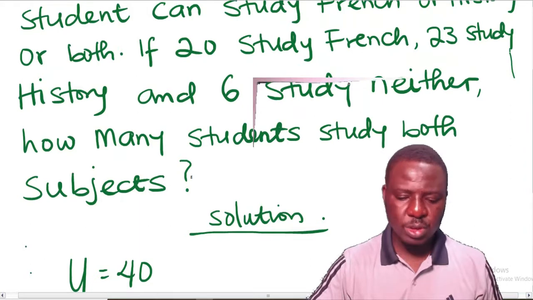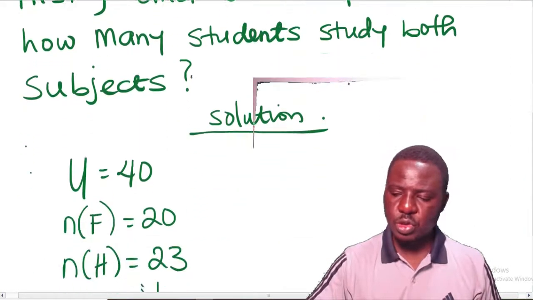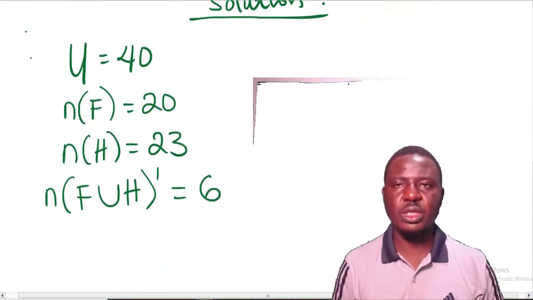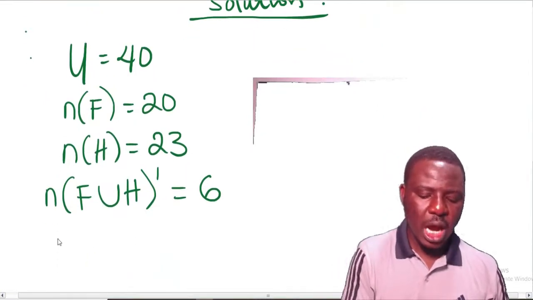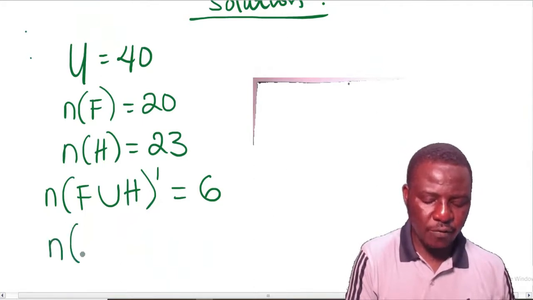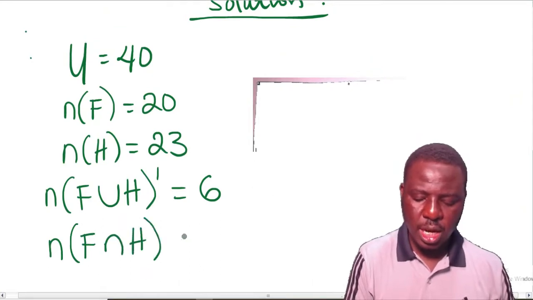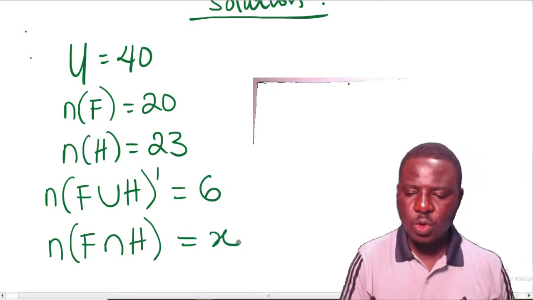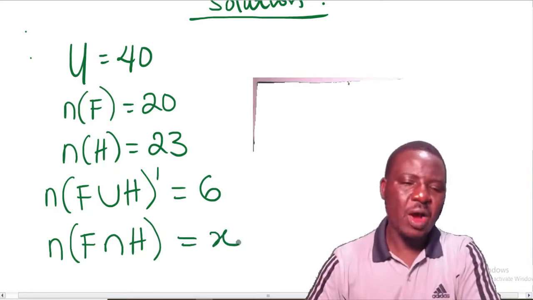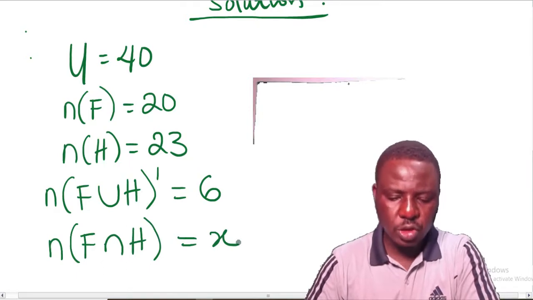Now the question comes, how many students study both subjects? How do we write that in set notation? It's said to be n of F intersection H, and let that be said to be equal to x. Now, I have been able to interpret this using set notation.